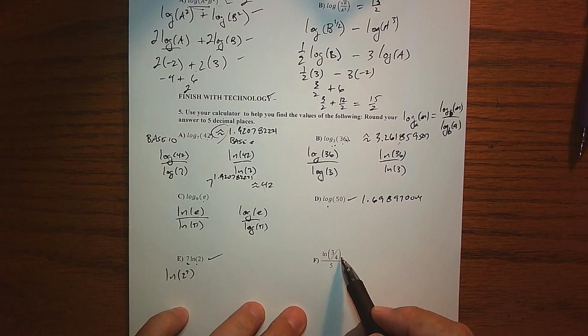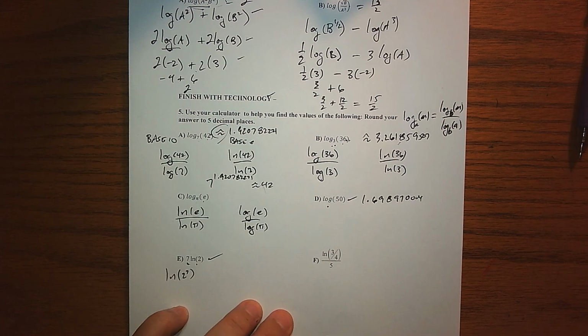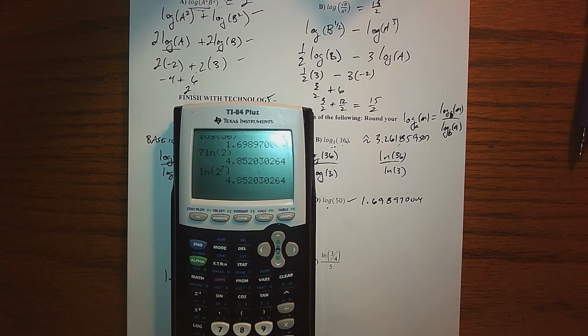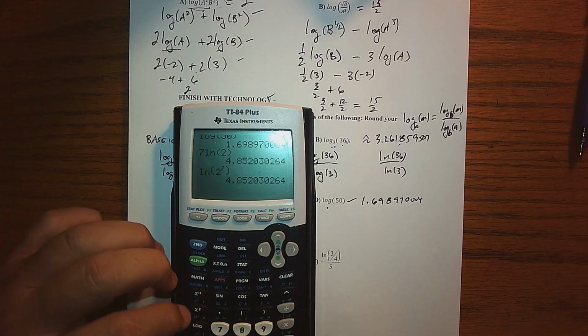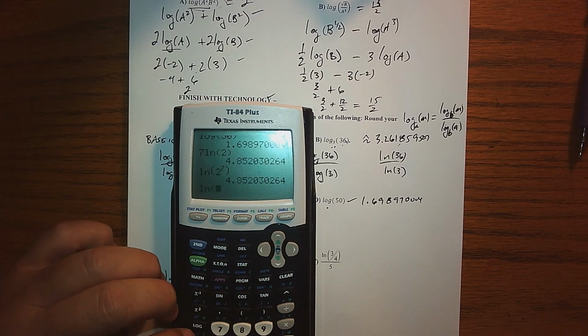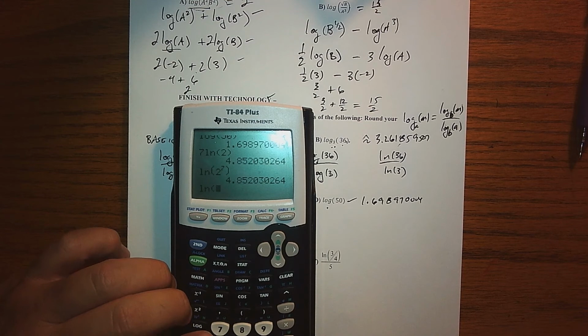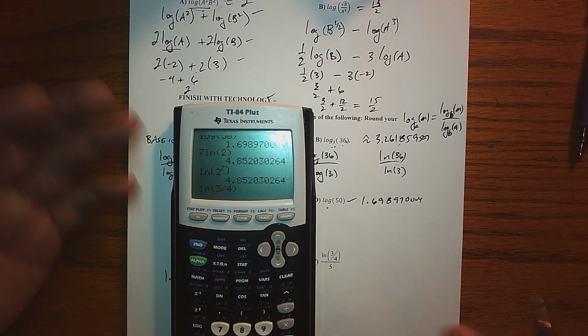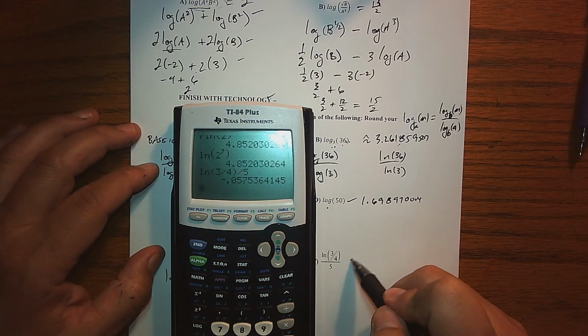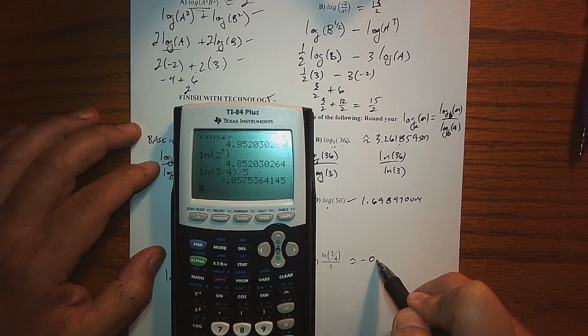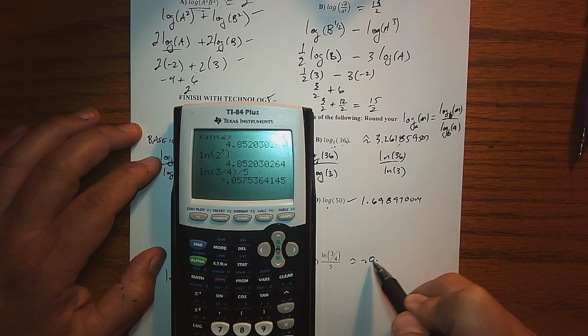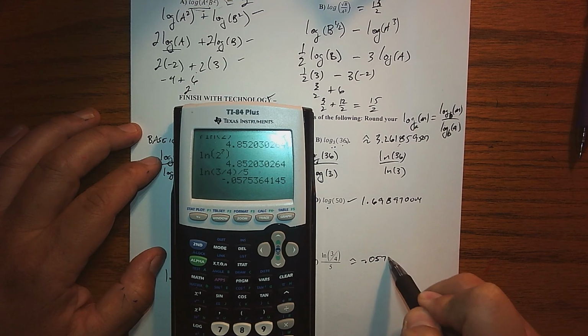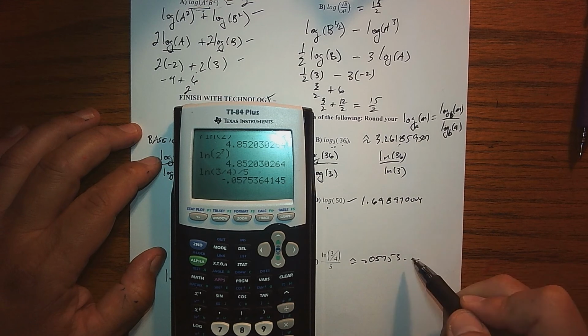And then here again we have the natural log of 3/4 over 5. So just type it in the way it is. I've got the natural log of 3 divided by 4. Close those parentheses out, right? And then we're going to divide that by 5. And so this looks like it's roughly negative 0.05753, and so on.